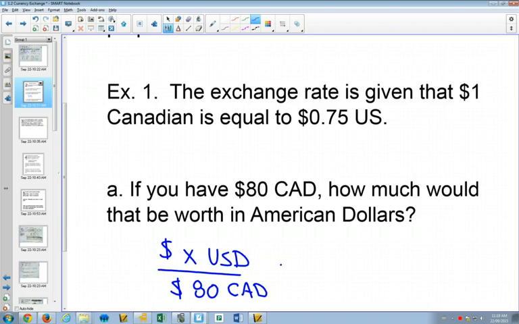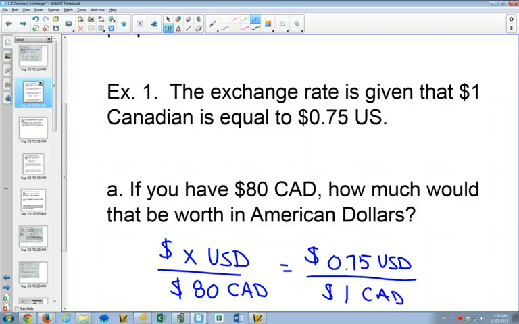And what do we know? We know that 1 Canadian dollar is equal to 75 cents US. So which one am I going to put on the top of my proportion? The 75 or the 1? The 75, because on the top I have US dollars, so I have to put 0.75 US dollars, and that's equal to 1 Canadian dollar.